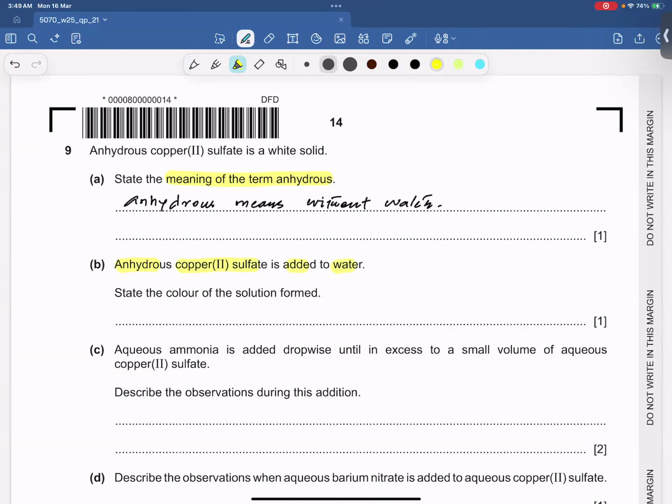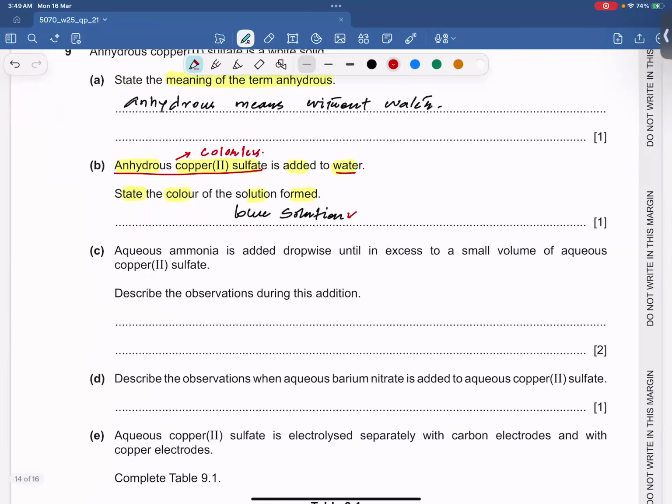Anhydrous copper sulfate is added to water. State the color of the solution formed, blue solution. Remember one thing, anhydrous copper sulfate is colorless. When you add water to it, it will give you a blue solution. That's a test for water also, okay? Aqueous ammonia is added dropwise until in excess to a small volume of aqueous copper sulfate. Describe the observation during this reaction.